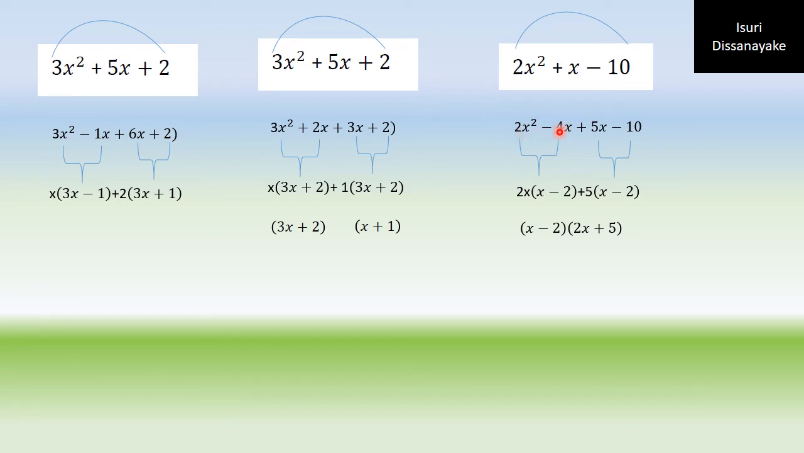Out of the first two terms, we will bring 2x out. We have x minus 2 in brackets. Next two terms, we will bring 5 out. We have x minus 2. So, one bracket is x minus 2 and the other bracket is 2x plus 5.